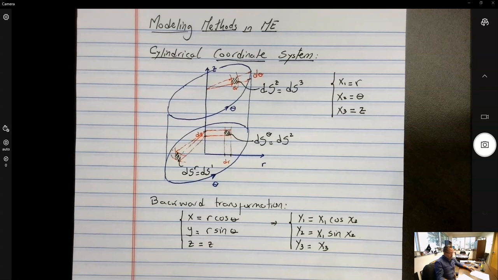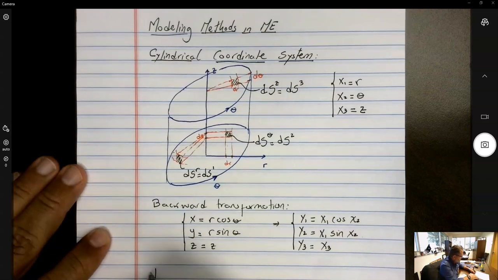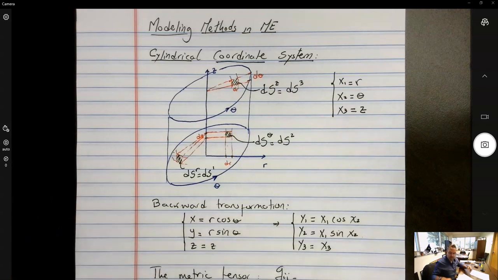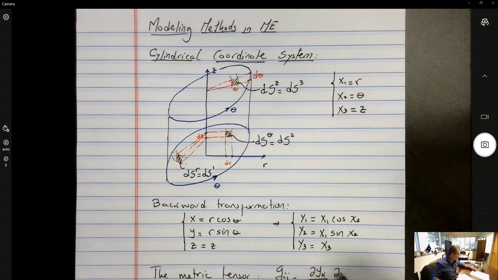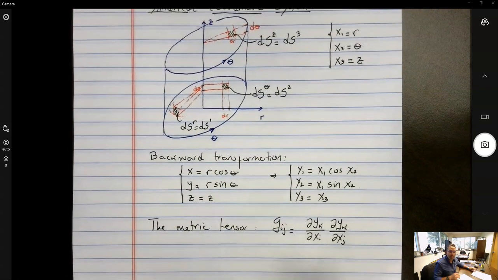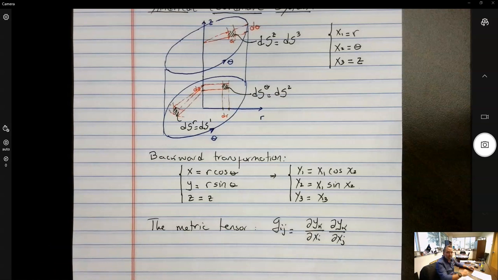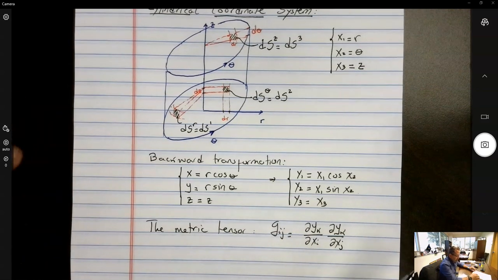All right, so let's calculate the metric tensor. So the metric tensor Gij is given by the relationship dyk dxi dyk dxj. Remember that the repeated index k implies a summation, and this implies that we have a tensor relationship here because i and j are not repeated index, so we end up with 9 individual components.